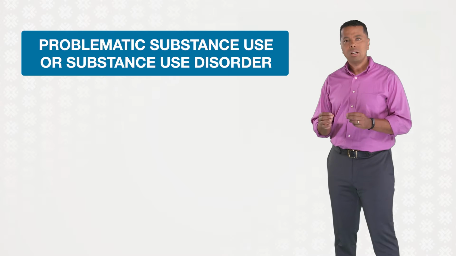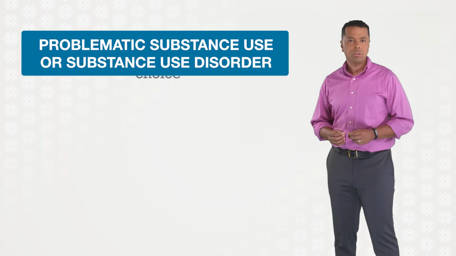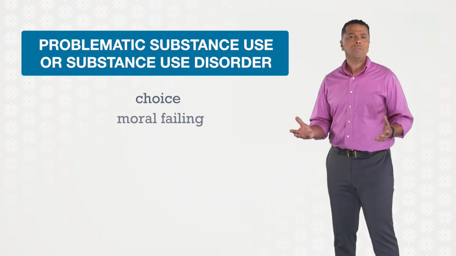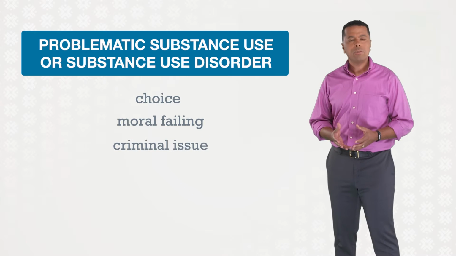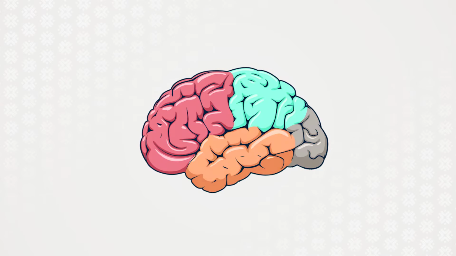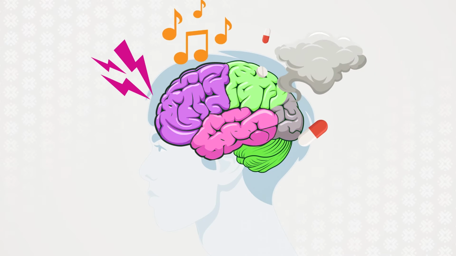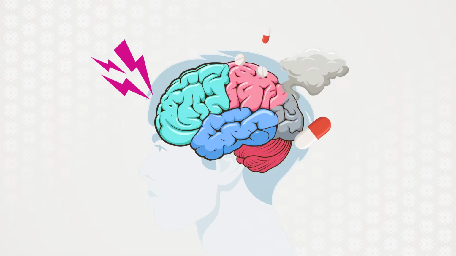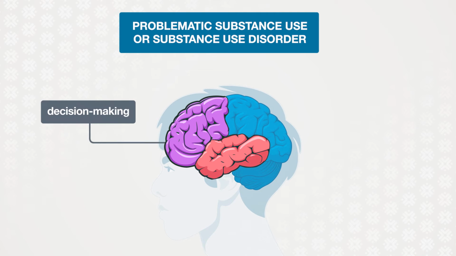One widespread source of stigma is the belief that problematic substance use or substance use disorder is a choice, a moral failing, or a criminal issue rather than a treatable health condition. Research shows that the brain is designed to adapt and respond to the environment and the conditions it's exposed to. So, when someone experiences problematic substance use or a substance use disorder, the decision-making parts of the brain become impaired, making it difficult to stop using substances even when a person wants to.